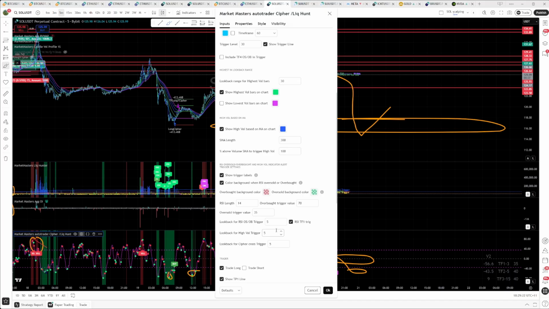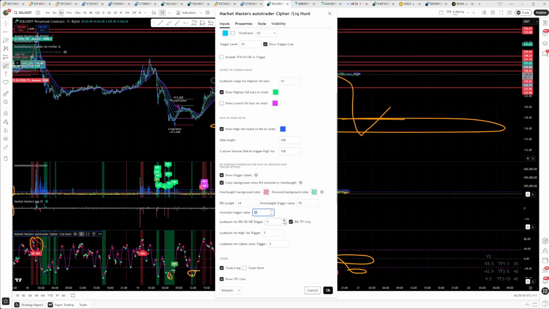Another thing worth adjusting is probably the oversold trigger level. This actually does get you in and out of trades a bit quicker. So rather than using 30, then it's more likely to trigger.